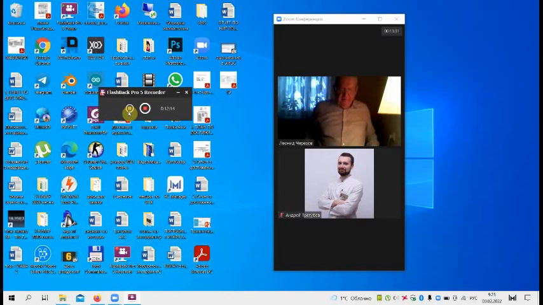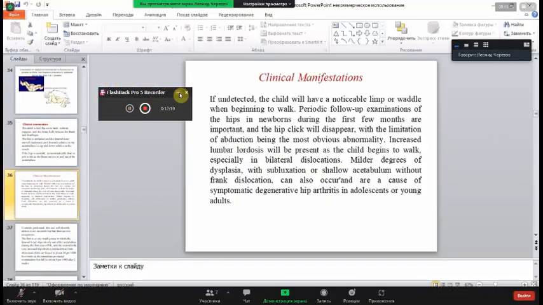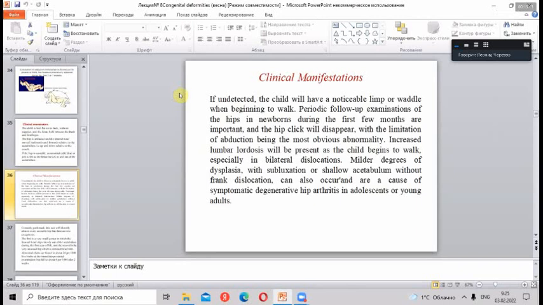Correctly performed, the test will definitely identify it. The child will have a noticeable limp or waddle when beginning to walk. Periodic follow-up examination of the hips in newborns during the first few months is important, and the hip click will disappear with the limitation of abduction being the most obvious abnormality.